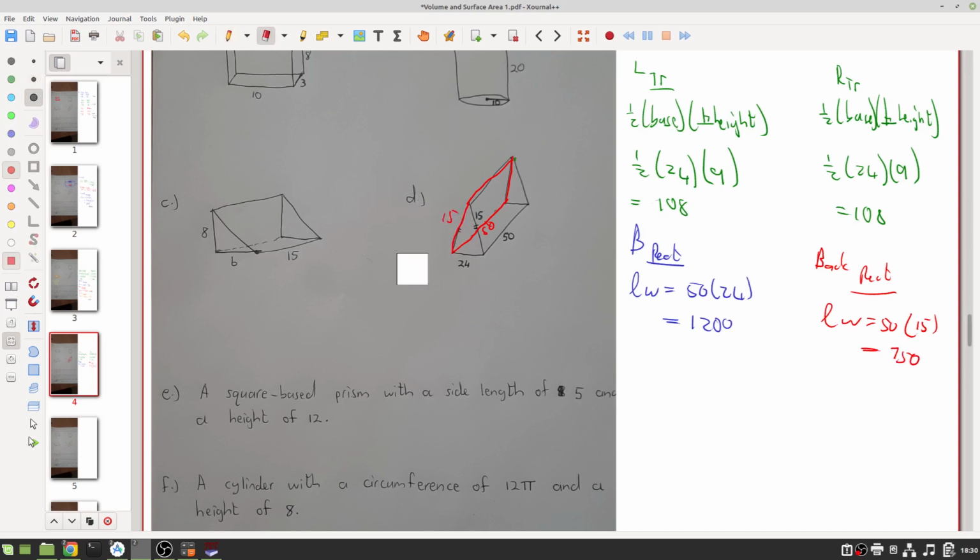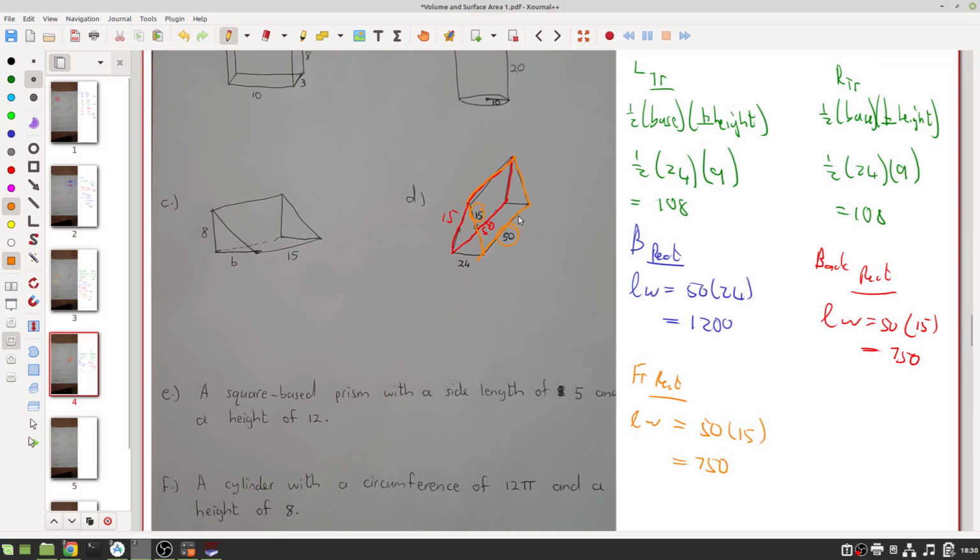All right, then we've got one more. That one's going to be exactly the same, right? This front rectangle, that's also 15 and 50. So the front rectangle is going to be length times width because it's a rectangle, and the length is 50 and the width is 15, which gives us 750.